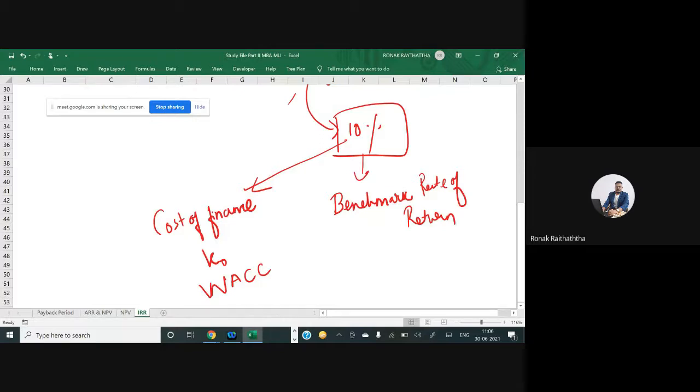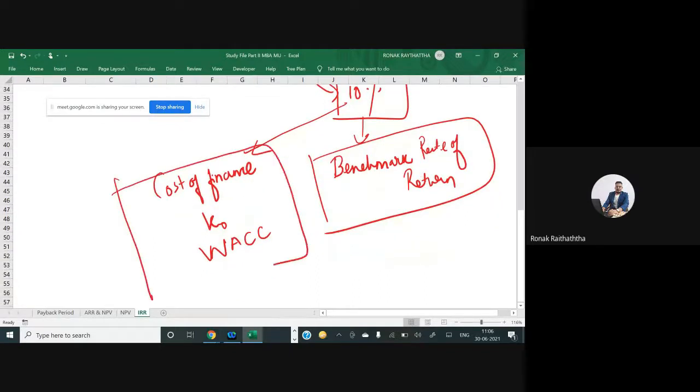There may be another way to interpret it like this: first you compare it with the benchmark. If it is falling below the benchmark, you may straight away come to a conclusion. But if you are unable to find a benchmark and you are not able to see what can be the rate of return expected in the similar industry for a similar kind of project, then you may compare it with your own cost of finance, which may be WACC. At least your IRR should be higher than your cost of finance in case nothing is given to you.